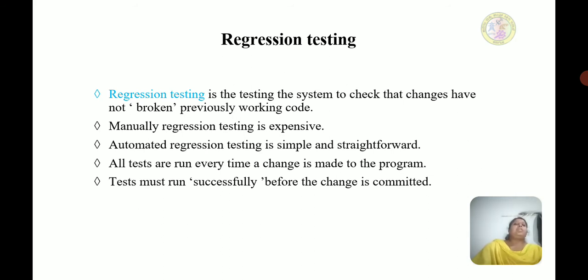In automatic regression testing, all the tests are run every time a change is made to a program. Any change made to the program can be tested at any time. The tests must run successfully before the change is committed. A test has to be run before any change is made.